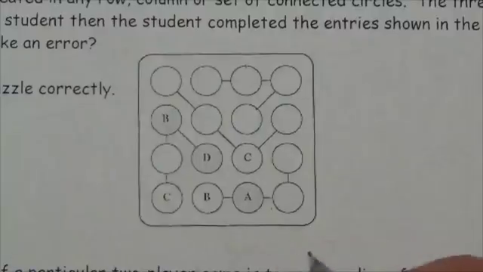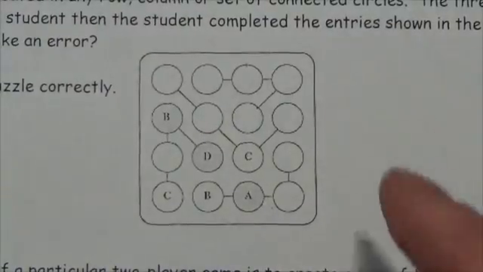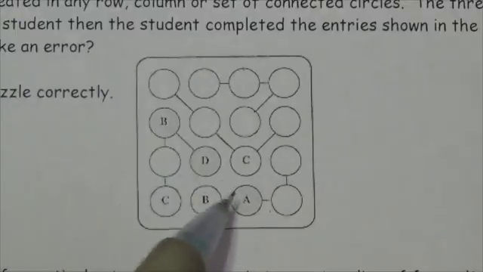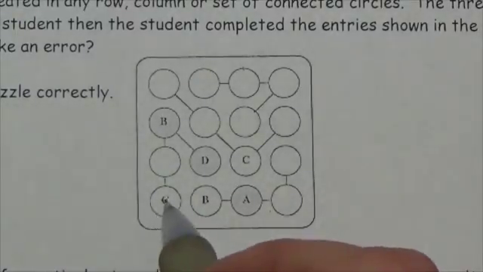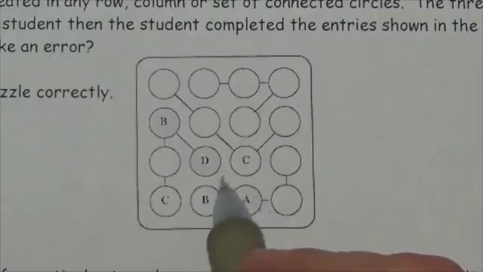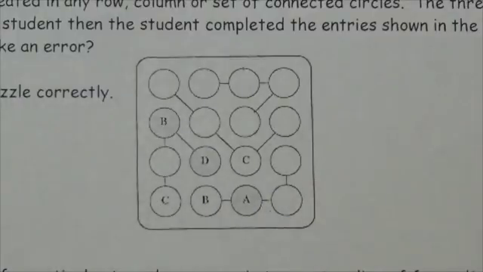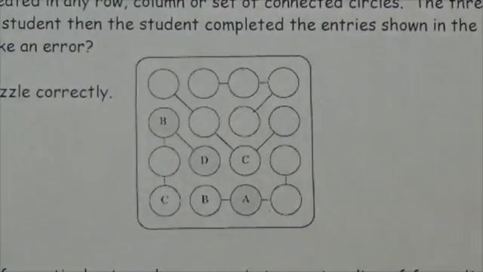Okay, so with the rules in mind, here's the way this works. Let's just follow the logic here. We were given the B, the D, and the A in those circles, and we're supposed to assume that the student has put the C, the B, and the C here. And apparently there's a mistake. So let's take a quick look. Let's just look at the necessity of this.